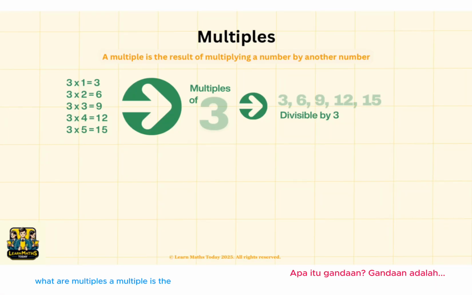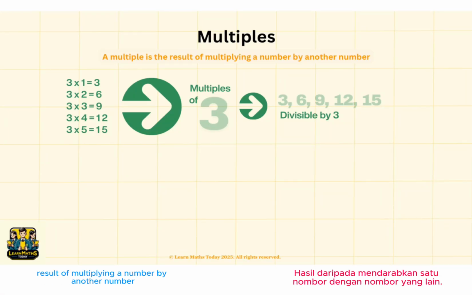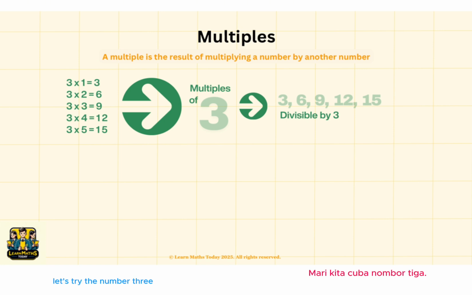What are multiples? A multiple is a result of multiplying a number by another number. Let's try the number 3. 3 times 1 equals 3. 3 times 2 equals 6. 3 times 3 equals 9. 3 times 4 equals 12. 3 times 5 equals 15.